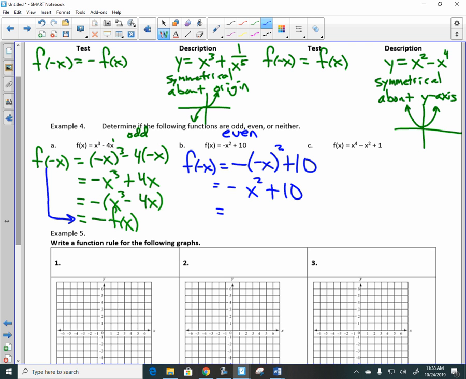Is that the same as what I started with? So this is the same thing as f of x. So you've done your proof. You showed that f of negative x is in fact f of x. So that means that it is even.